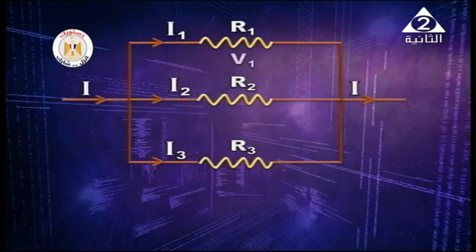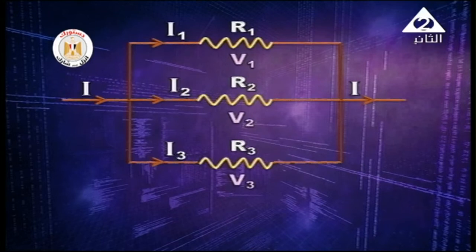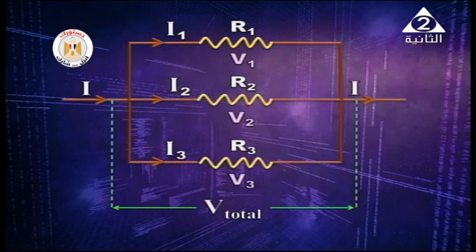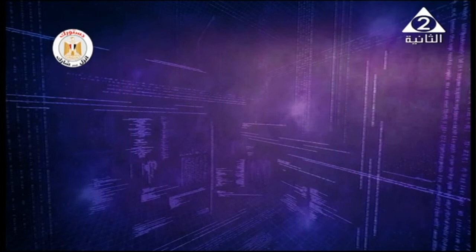So we can say I is equal to I1 plus I2 plus I3, but there is something very important here. When connecting in parallel, the voltage is the same, the potential difference is the same. So voltage across R1, which is V1, equals voltage across R2, which is V2, and it is equal to V3, which is across R3, and it is equal to V total.